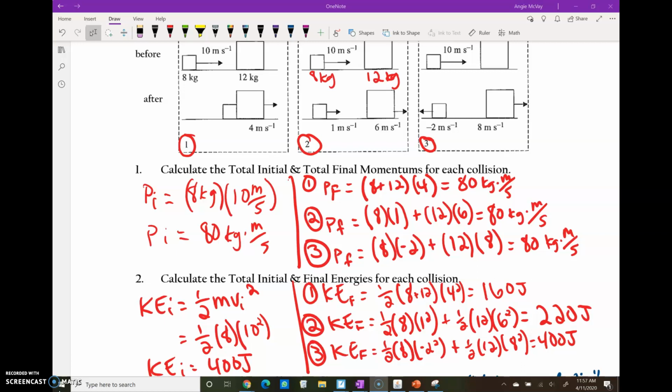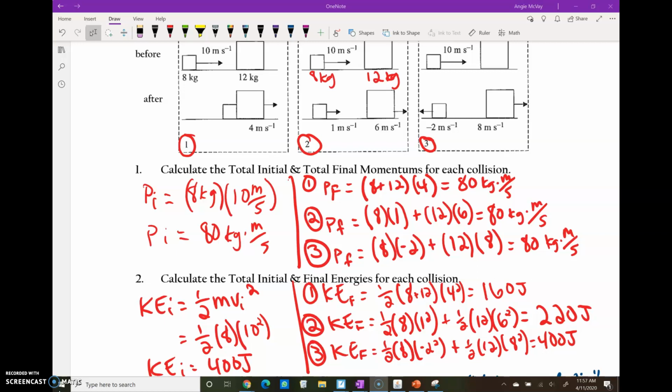And then in scenario 3, we've got our 8 kilogram block going in the opposite direction from where it was going initially. It bounced back, so we give it a negative velocity to indicate it was going in a different direction. So 8 times negative 2 is the momentum of the little block, and 12 times 8 is the momentum of the big block. When we combine them, a positive momentum and a negative momentum, we get a total momentum that stays 80 kilograms times meters per second. So in all three scenarios, momentum was conserved.